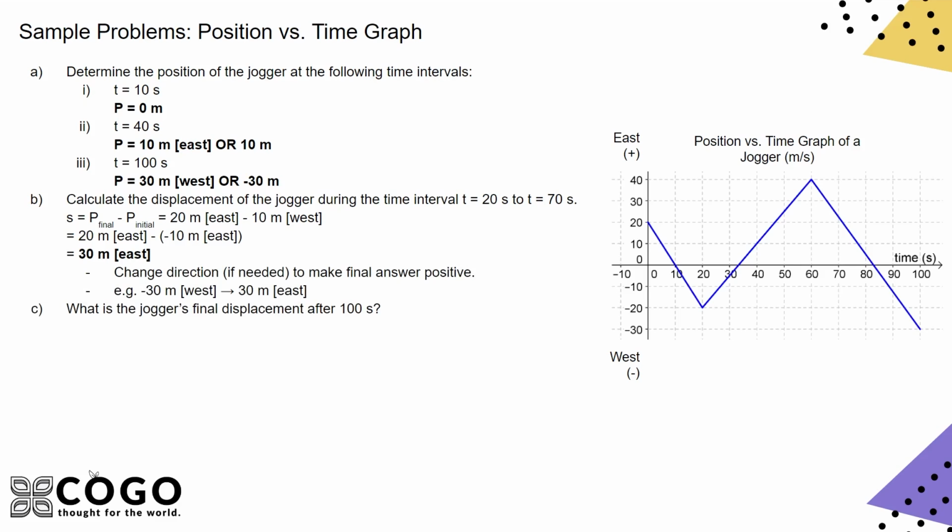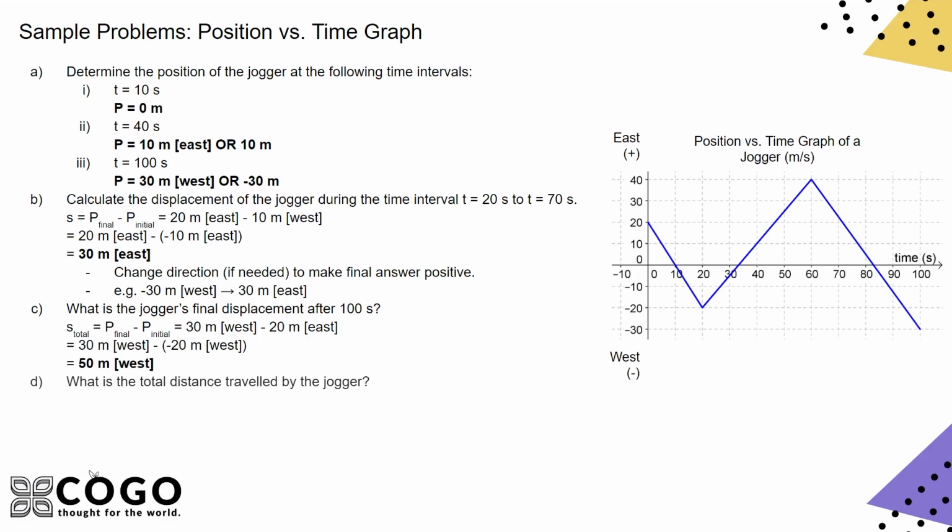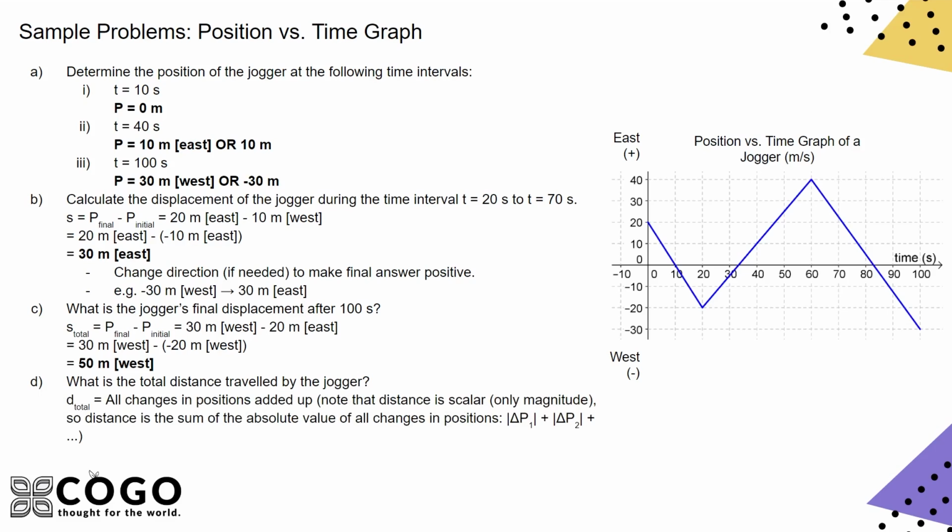The jogger's final displacement after 100 seconds would again be final position minus initial position, which is 30 meters west minus 20 meters east, and converting east to west, we get 30 meters west minus negative 20 meters west, obtaining the final answer of 50 meters west. The total distance traveled by the jogger is the sum of all changes in positions.